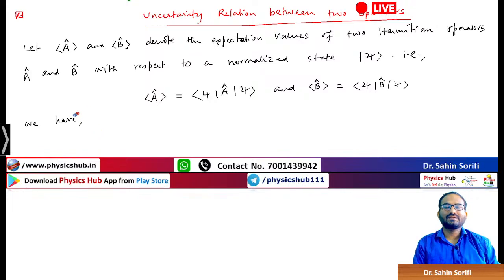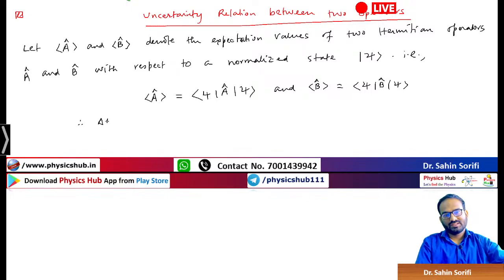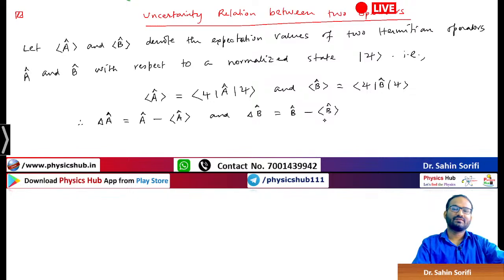So to find out delta A square, we have to find out first what is delta A. This is A, this is the expectation value of A. So let us introduce these two operators, delta A cap, which is A minus the expectation value of A, and delta B, like the error in measurement of B, which is B minus the expectation value of B. So you can imagine this is the mean value. Standard deviation, basically, we can say.